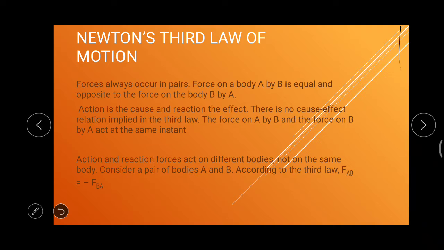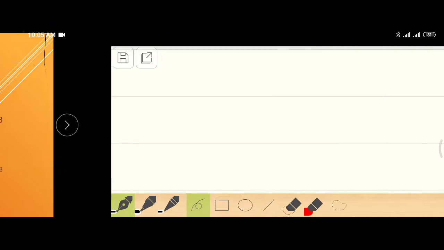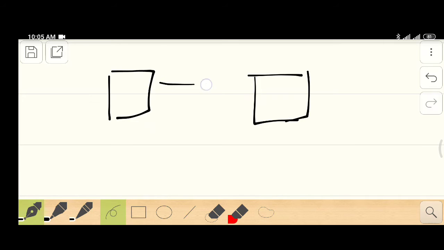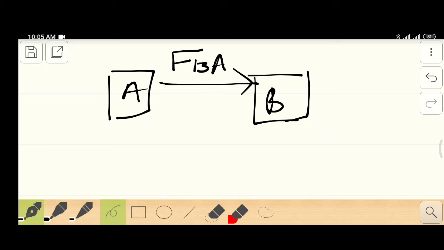Likewise, if you are considering two bodies A and B, suppose a body A and another body B. If A is applying a force over B, that can be represented as F_BA, the force over B by A. Then there will be a reaction from B to A, that will be represented as F_AB, the force exerted on the body A by B.